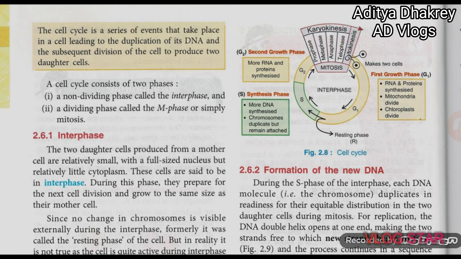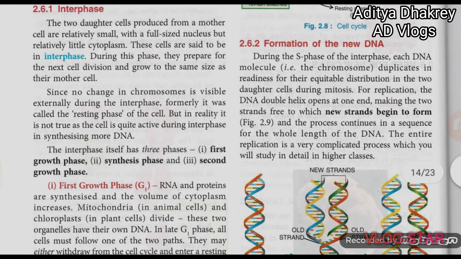Now, a cell cycle consists of two phases. First, a non-dividing phase called the interphase, and second, a dividing phase called the M phase, or simply mitosis. What is interphase? The two daughter cells produced from a mother cell are relatively small, with a full-size nucleus but relatively little cytoplasm. These cells are said to be in interphase. During this phase, they prepare for the next cell division and grow to the same size as the mother cell.